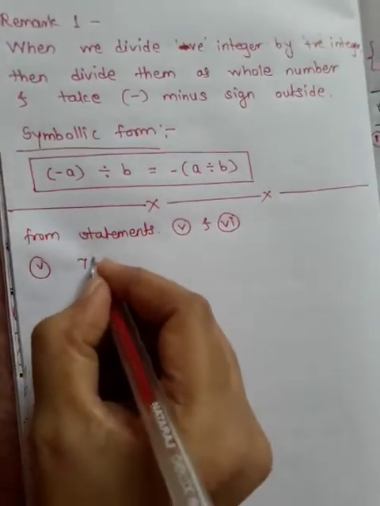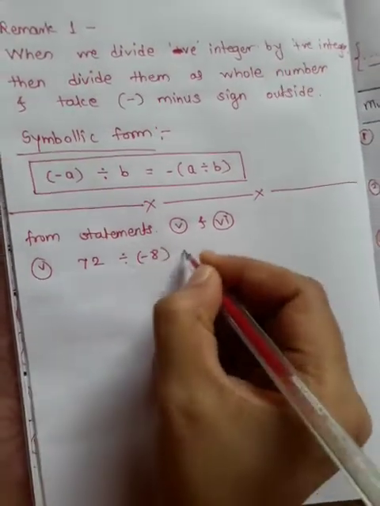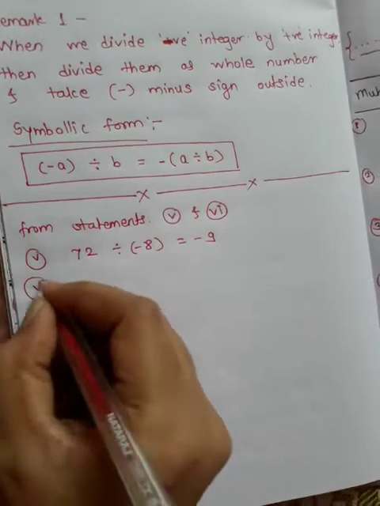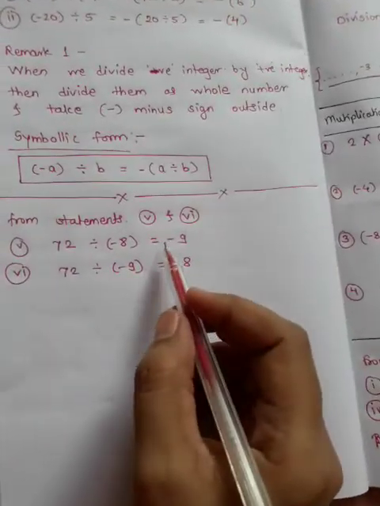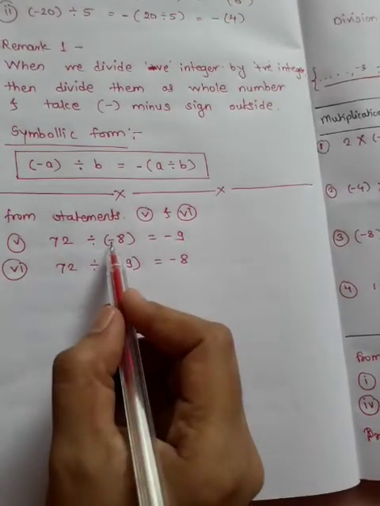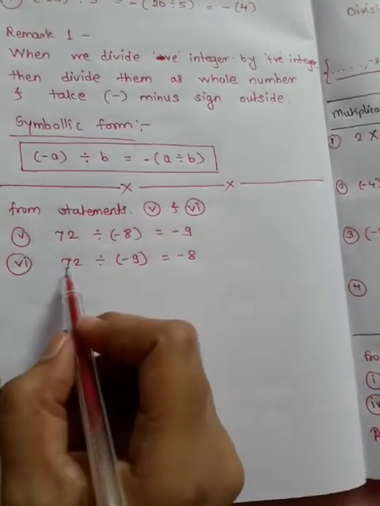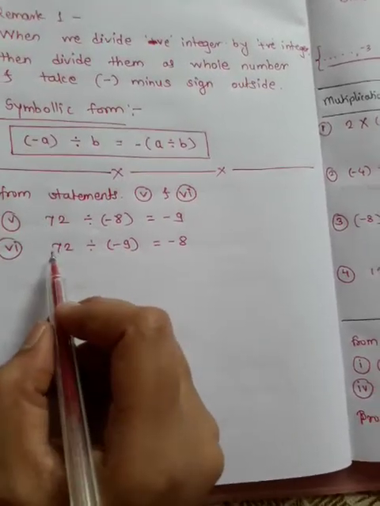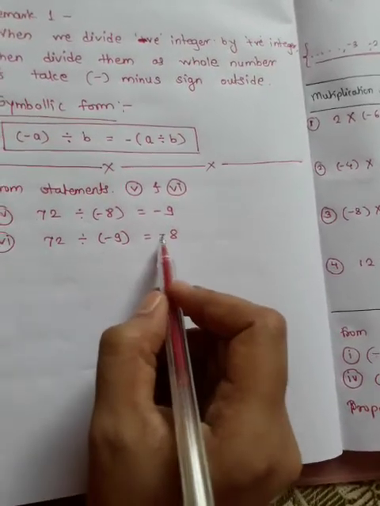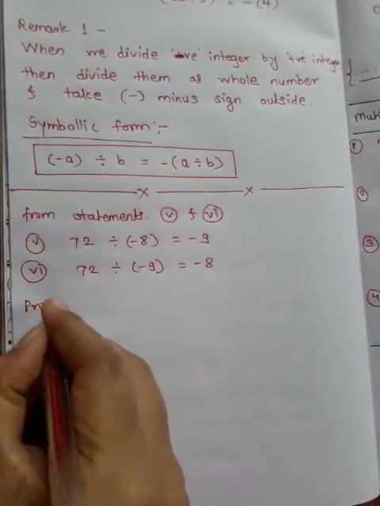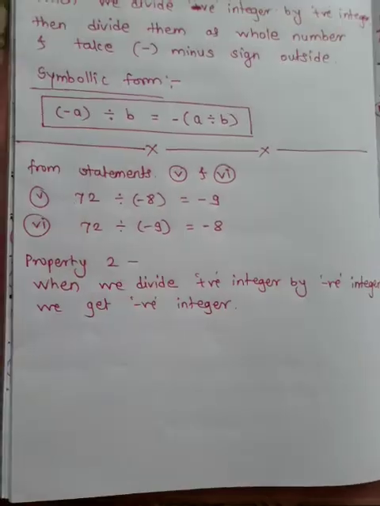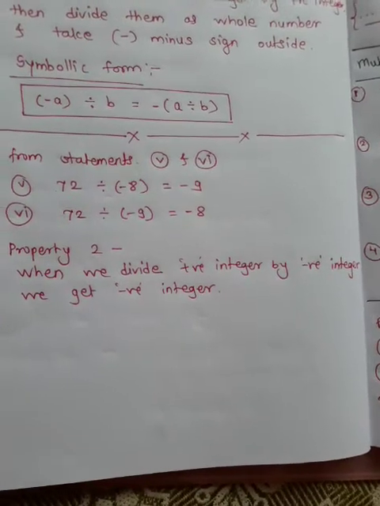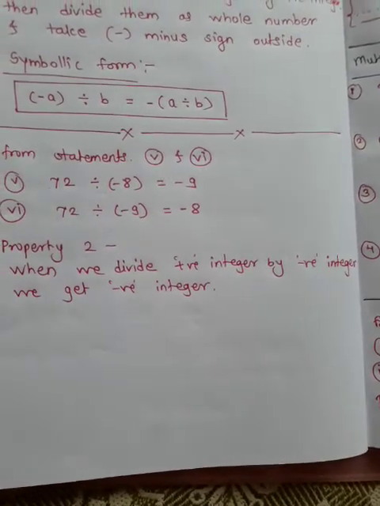Statement 5 is 72 upon minus 6 is minus 9. And what is statement 6? 72 upon minus 9 is minus 8. So what this statement says is, when a positive integer is divided by a negative integer, we get a negative integer. Statement number 6 also says that when a positive integer is divided by a negative integer, we get negative. So we get property number 2: when we divide a positive integer by a negative integer, we get a negative integer.